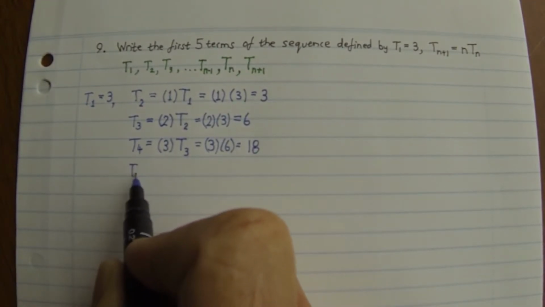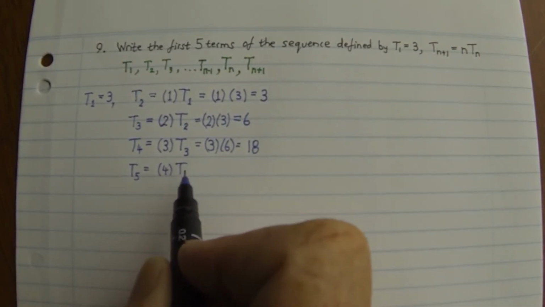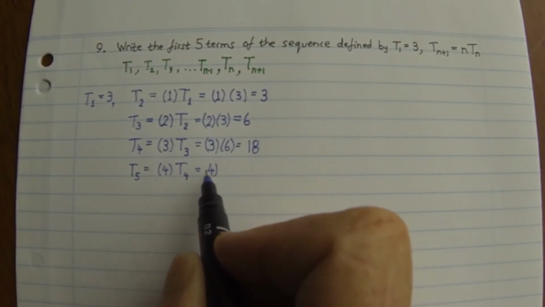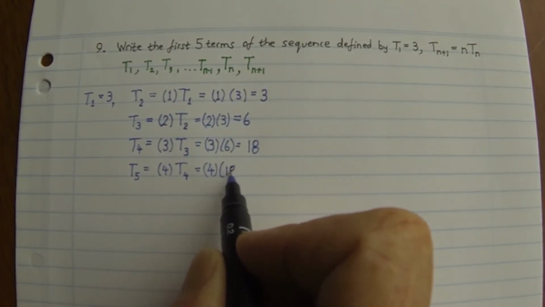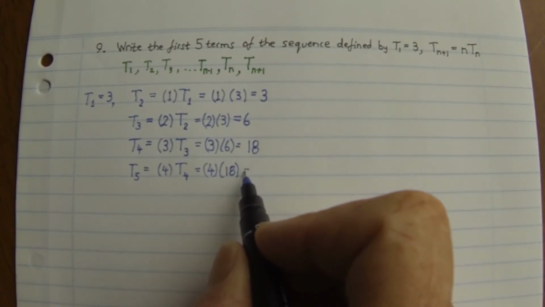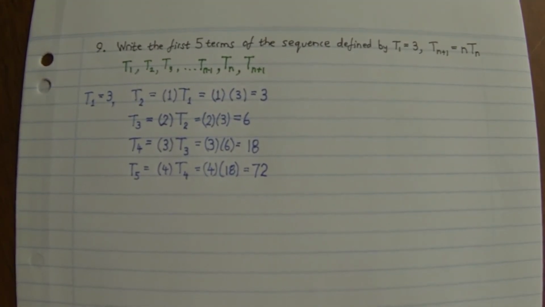And t5, start seeing the pattern here, getting used to the pattern. 4 times t4, which is 4 times 18. 40 plus 32 equals 72. And that's that question answered.